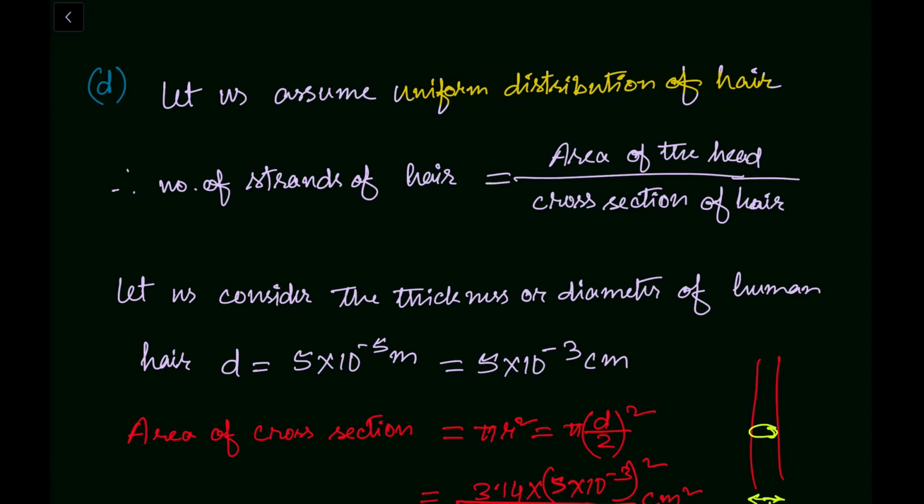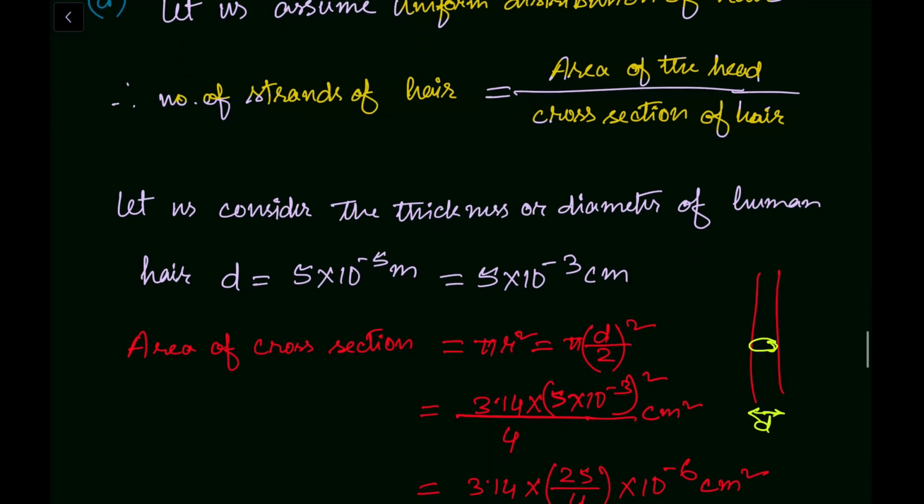Therefore, the number of strands of hair will be the area of the head divided by the cross section of the hair. That means one hair's cross section covers this much surface area on the head. Therefore, if we divide the area of the head by the cross section of the hair, then we will obtain the number of strands of hair.